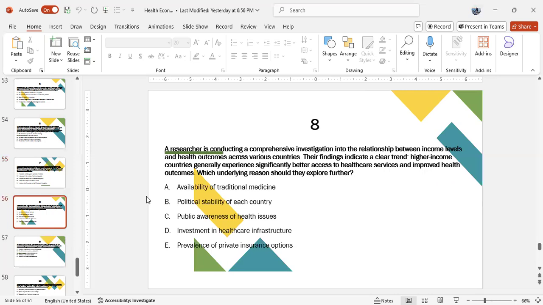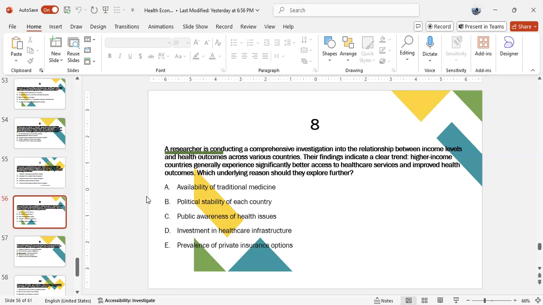A researcher is conducting a comprehensive investigation into the relationship between income levels and health outcomes across various countries. Their findings indicate a clear trend. Higher income countries generally experience significantly better access to healthcare services and improved health outcomes. Which underlying reason should they explore further?